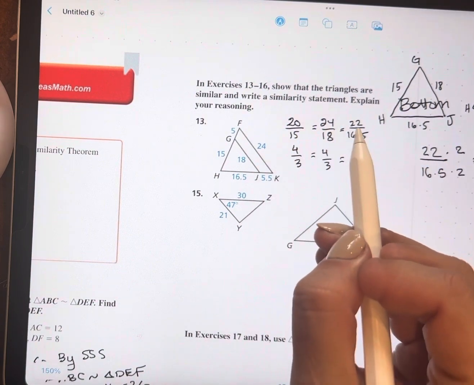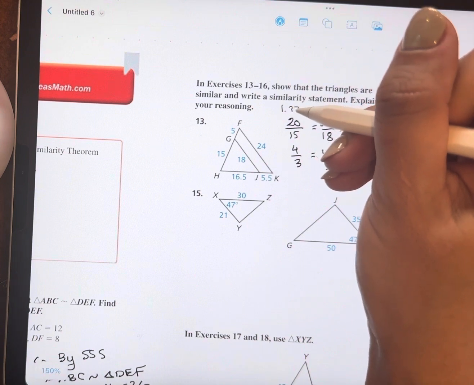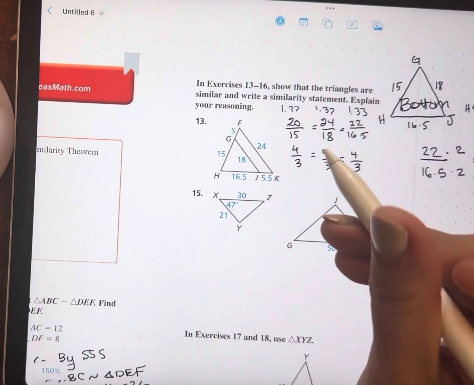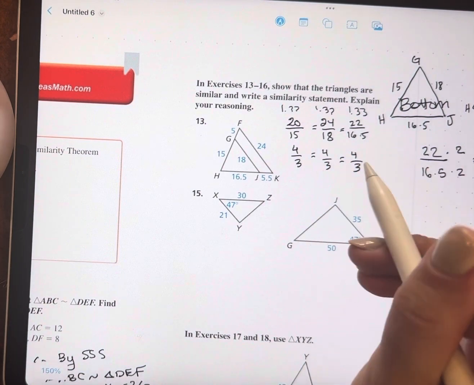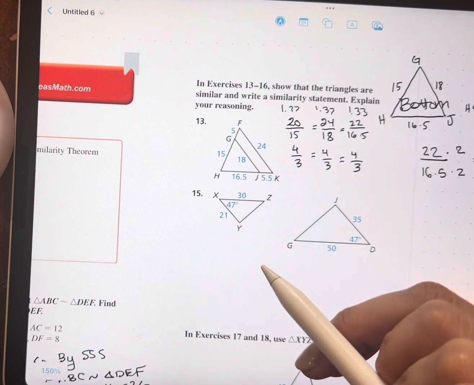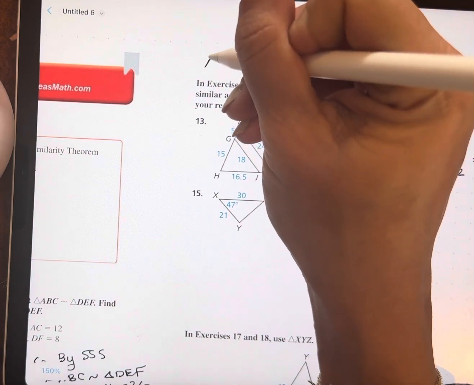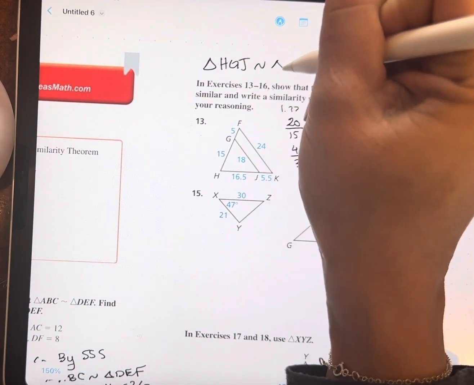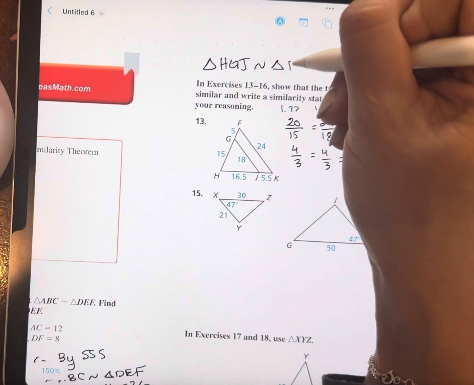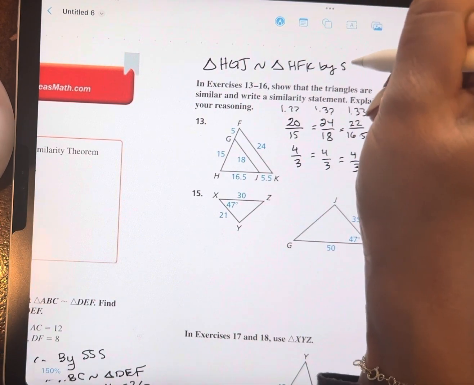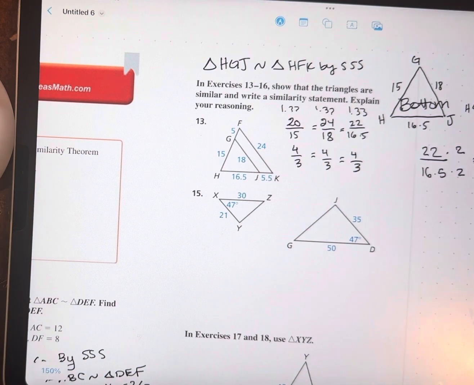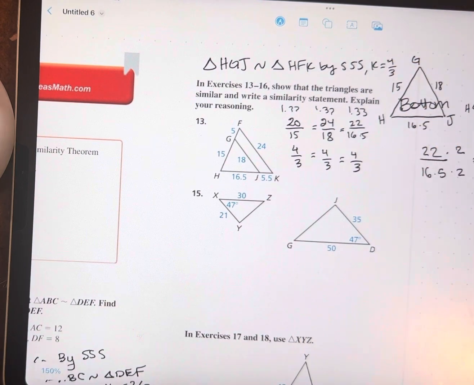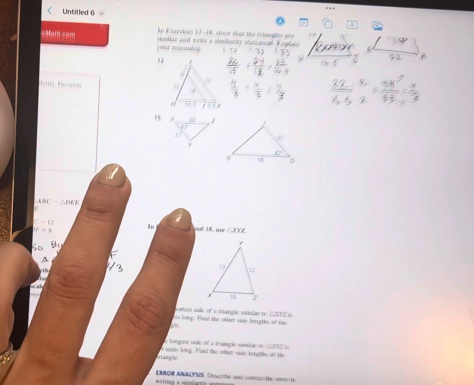You could have also then just typed all of these in your calculator to get 1.33, 1.33, 1.33. And then you would have known. Either way, these three ratios are congruent, meaning we have similarity by SSS. So triangle HGJ is similar to triangle HFK by SSS, and that's it. If they wanted the scale factor, it's 4 over 3. Okay, number 15.